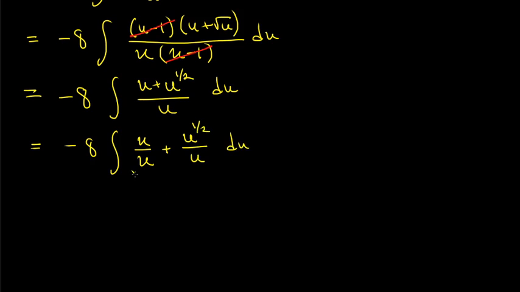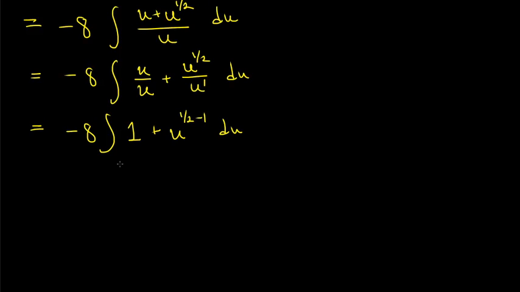If you don't believe me, just add these two fractions. They already have a common denominator. You just add the two numerators, and you're going backwards, right? So why would I want to split this up? Well, u divided by u is 1. And u to the 1/2 over u is u to the power, remember your rules of exponents, 1/2 minus 1, which is just u to the negative 1/2. So this is going to be negative 8 times the integral of 1 plus u to the negative 1/2.